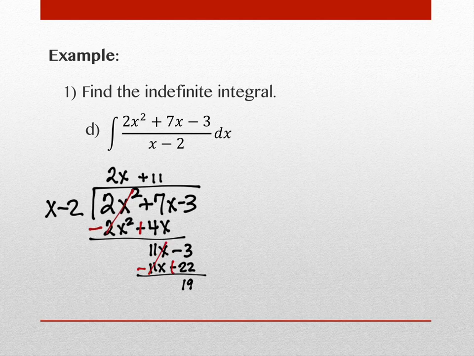So we haven't actually done any calculus yet. I know that's kind of discouraging. But what we have found out is that this can be rewritten as 2x plus 11. And then I have, was it positive? Yes, positive 19 over the same denominator we started with, x minus 2, dx.